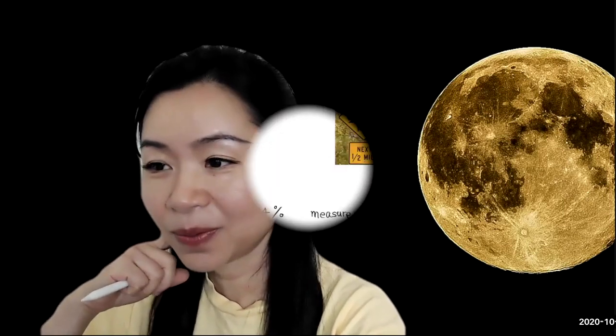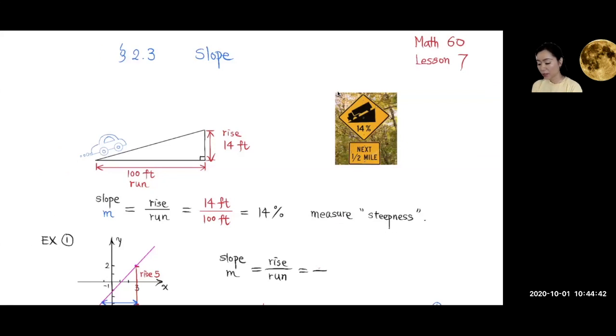Hello everyone. Today we're going to talk about slope. Okay. So when you see this sign over here, this sign says 14%, 14% grade, next 1/2 mile. So what does this 14% mean? This 14% means when you're driving, for every 100 feet that you move forward, you're going to rise up 14 feet. So 14 feet divided by 100 feet, that is 14%.